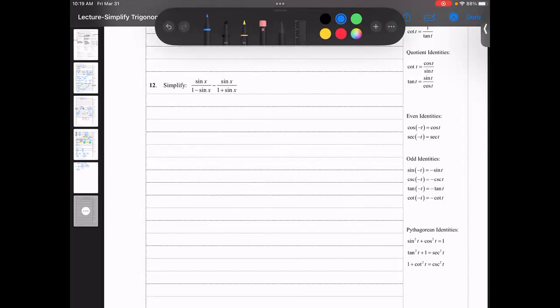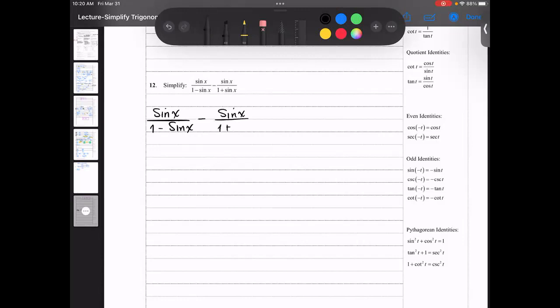Number 12. What do you think? There's no cotangent. There's no tangent that I can flip. What do you think you do? Common denominator, right? It's the only thing I can think of, really, because I need to combine those two. So let me rewrite this. So sine x, I'm just rewriting the problem so I have some room, minus sine x over 1 plus sine x.